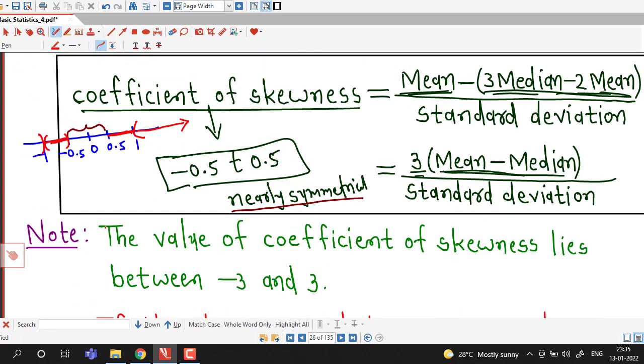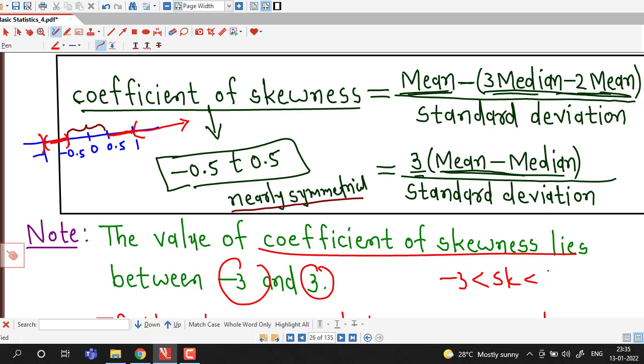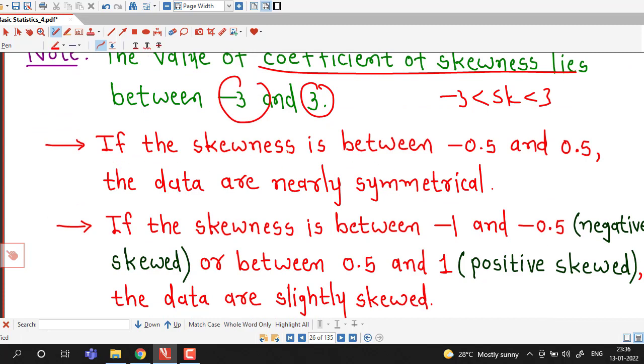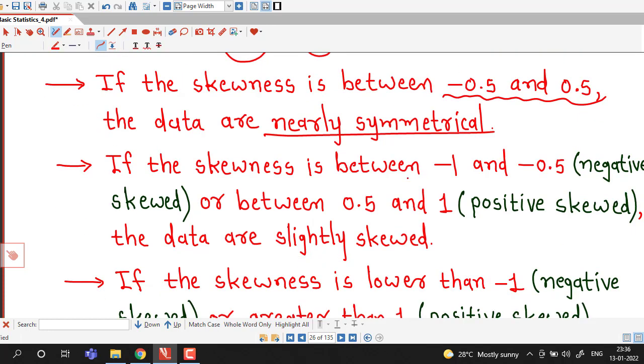And the value of coefficient of skewness lies between minus 3 and 3. So theoretically, coefficient of skewness has boundaries minus 3 and 3. So as I discussed, if the skewness is between minus 0.5 and 0.5, the data are nearly symmetrical. If the skewness is between minus 1 and minus 0.5 or between 0.5 and 1, data are slightly skewed.